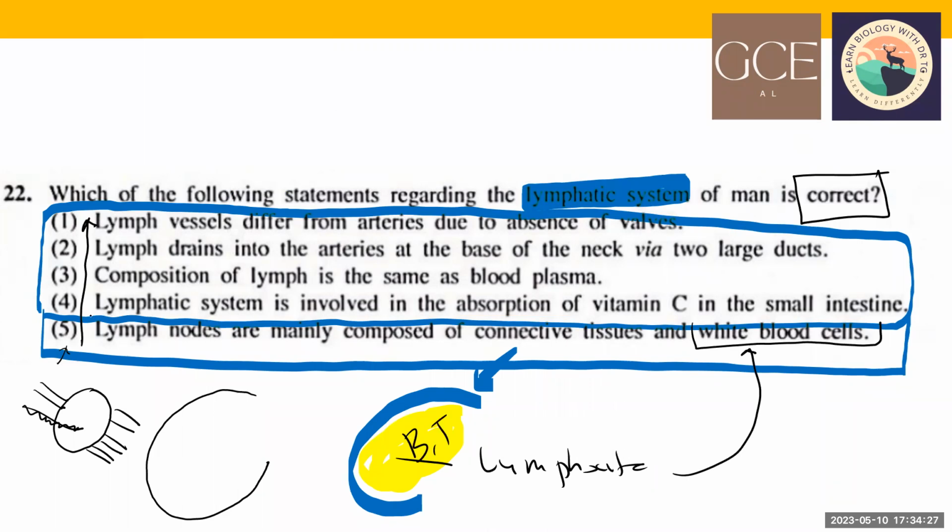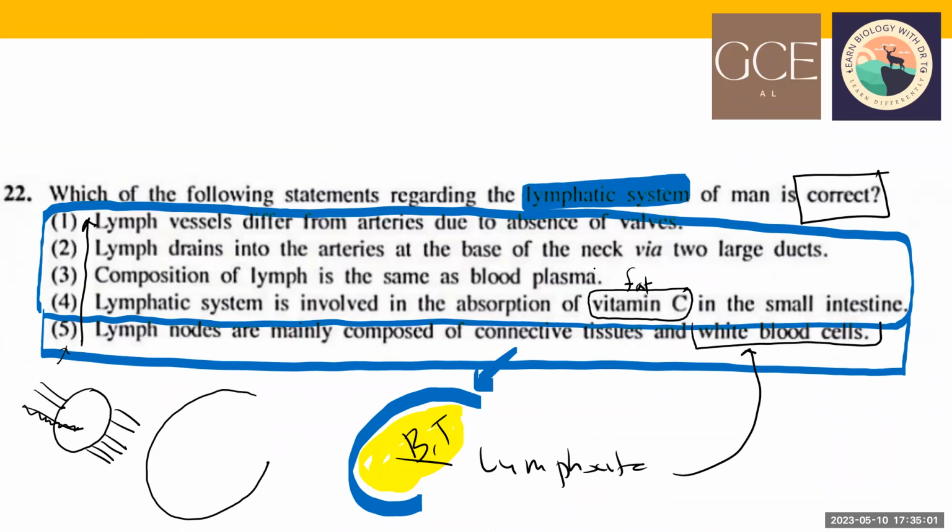Now go to the fourth one. Lymphatic system is involved in the absorption of vitamin C in the small intestine. In circulation, we have learned this as fat. Lacteal absorbs fat. Lacteal is a lymphatic vessel in the intestine, it absorbs fat. So then vitamin C is not correct.